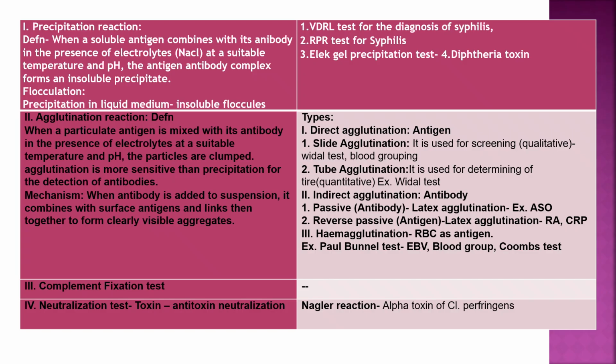Third is the complement fixation test, and fourth is the neutralization test. In that, toxin-antitoxin neutralization is there. An example is the Nagler reaction, used for detection of alpha toxin of Clostridium perfringens.